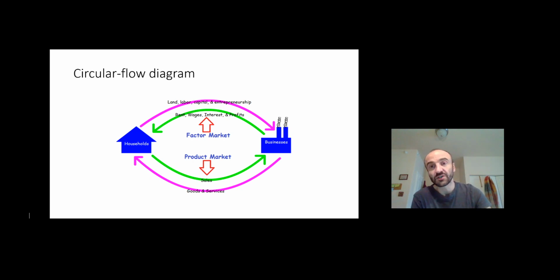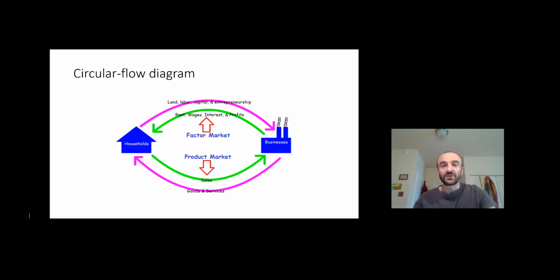If you run a firm, you're going to get compensated for risk taking and entrepreneurship, and profit will be your factor income. So you see that the flow of resources goes along the pink line, from households to firms: land, labor, capital, and entrepreneurship. In exchange, the flow of money as compensation goes from businesses to households. So these are trades on the factor markets.